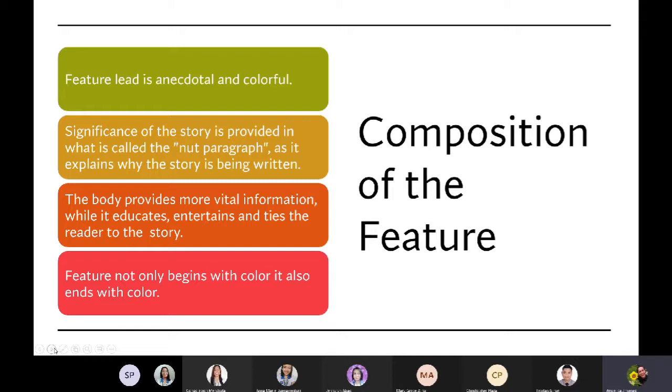So that's how you write one. We do not really have a rigid structure, because as I've told you, you're free as to how creative you can be in terms of writing.